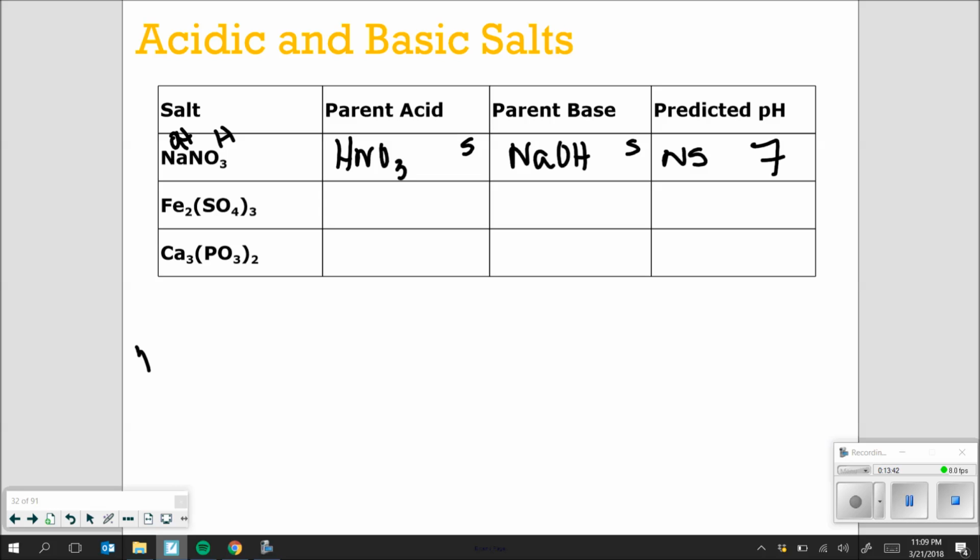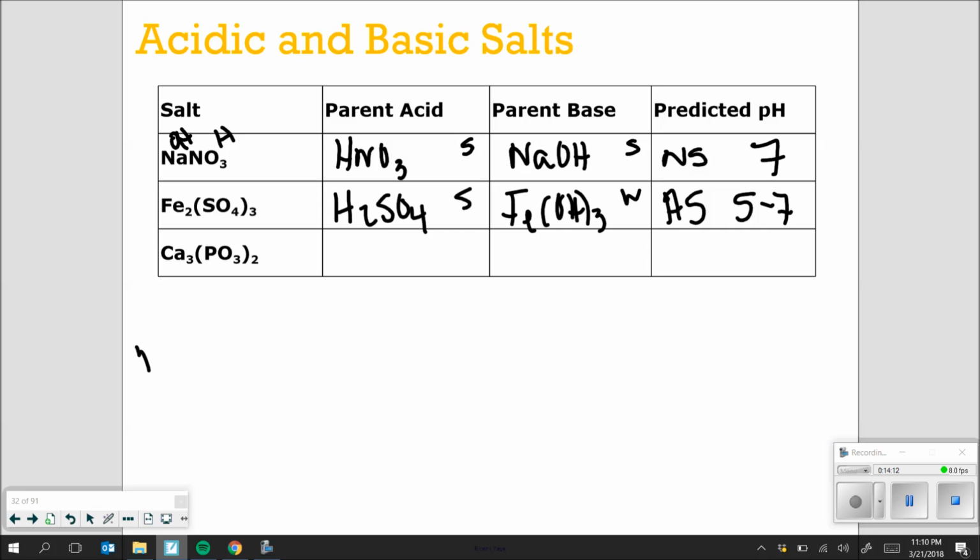If I've got iron 2 sulfate, my parent acid is sulfuric acid, H2SO4. That's a very strong acid. Then I've got iron hydroxide as my parent base, which is a weak base. So that's going to be an acidic salt, because I've got a stronger acid and a weak base. So in my acidic salt, my pH is going to be between 5 and 7, slightly lower than neutral and slightly more acidic.